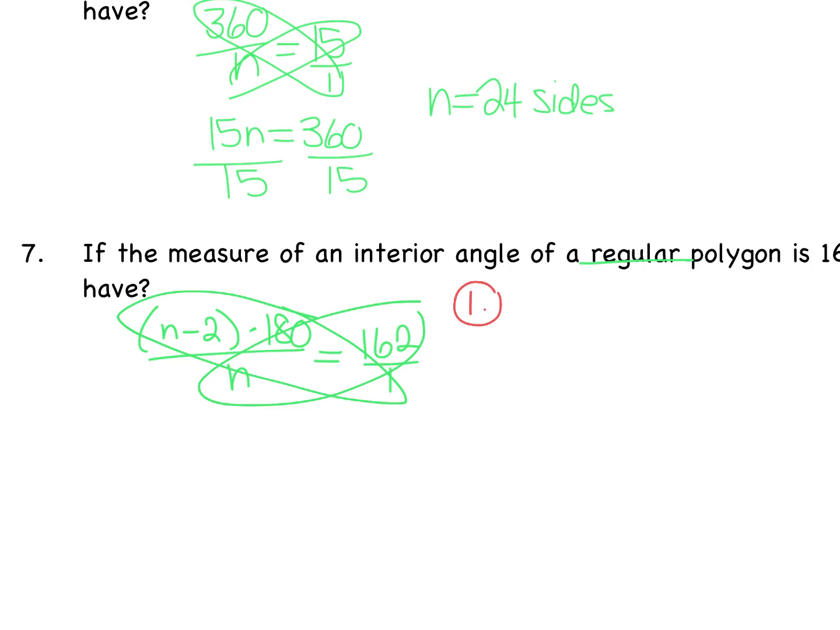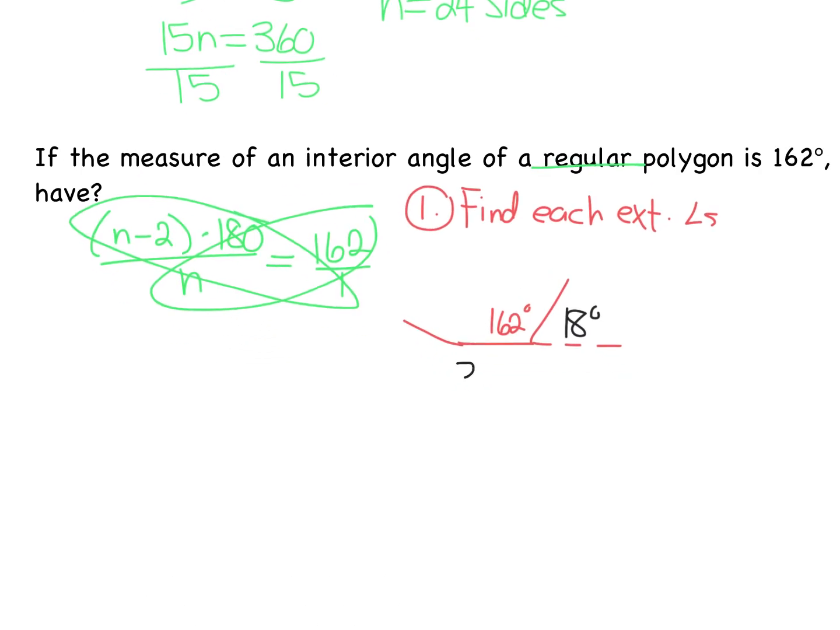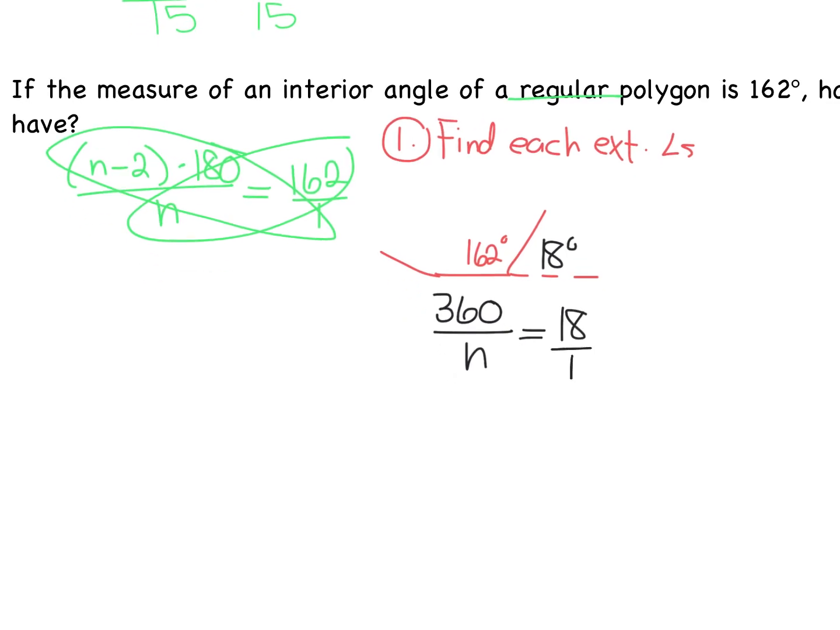Let's find each exterior angle. The fact that they're linear pairs makes this so much easier. I don't know how many sides it has, so if I draw my polygon, I'm just going to focus on this one angle. It says the interior is 162, which means the exterior angle is 18. So just like the problem before, I'm going to do 360 divided by n. I don't know how many sides it has, but I know the angle is equal to 18 degrees. Cross multiply, 18n equals 360, divide both sides by 18, and we'll get the number of sides is equal to 20 sides.